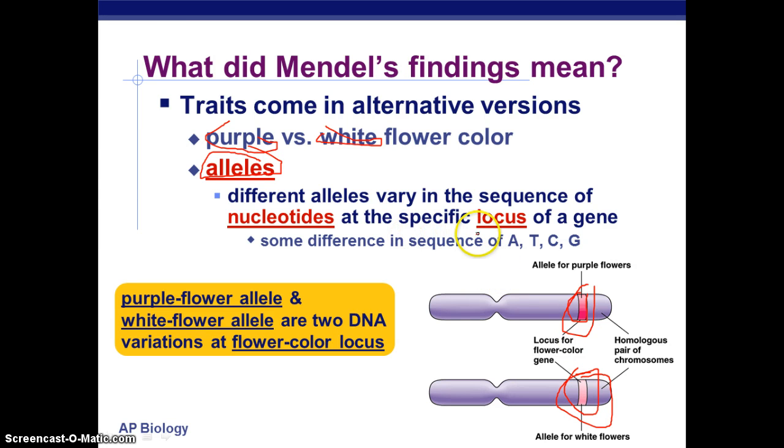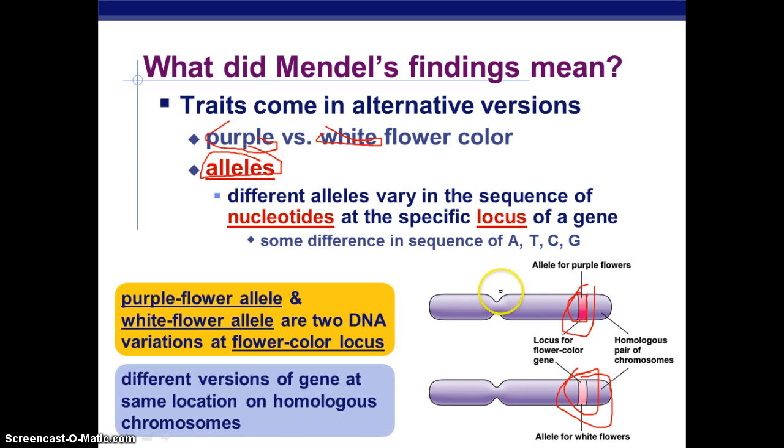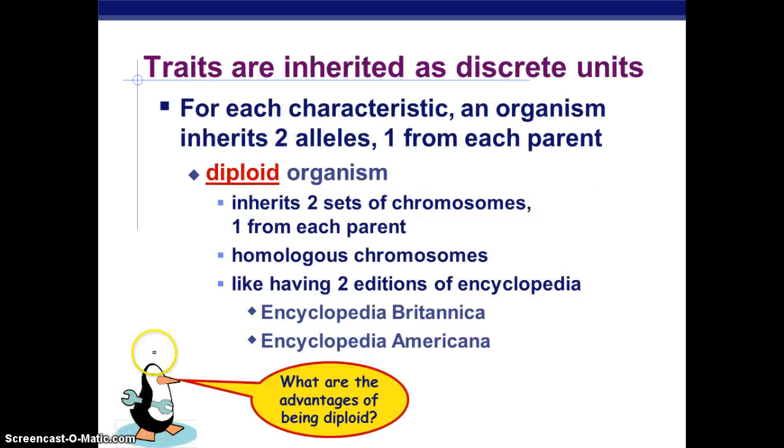So just to summarize here, alleles are two different versions of the same gene. In the case that we've been looking at, the gene was flower color, but the two alleles were purple and white. On this chromosome here, just to recap, these are homologous chromosomes, and we have different versions of the same gene on the chromosome: the purple allele and the white allele.